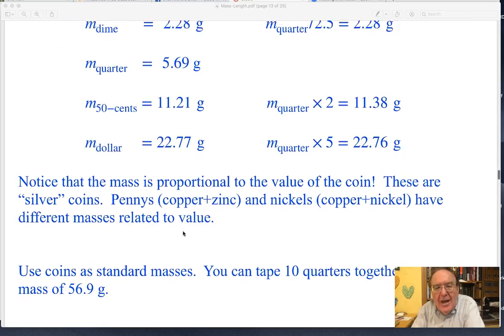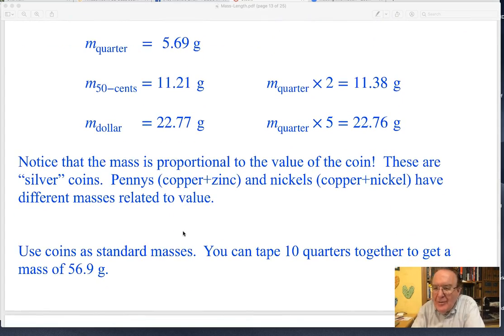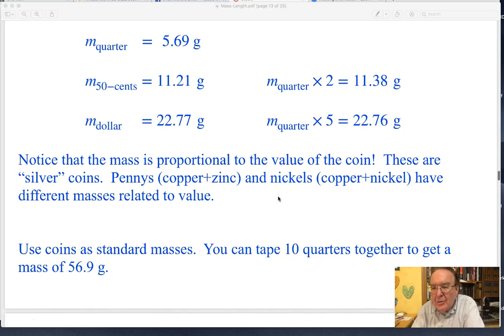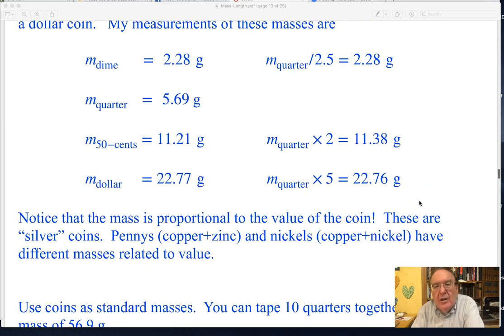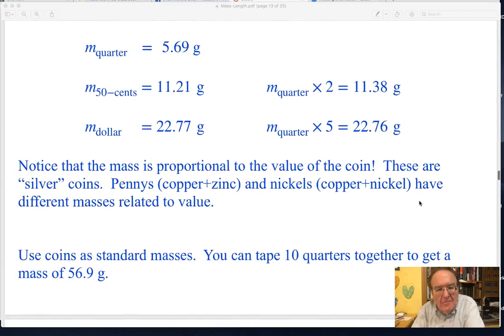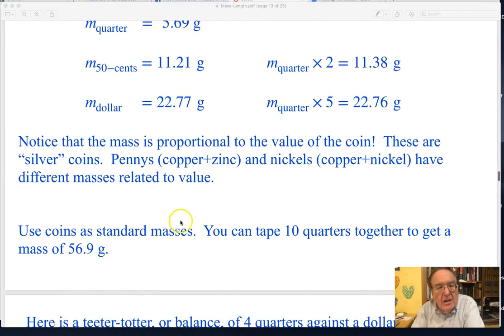So you see the mass is proportional to the value of the coin. And that's true for the silver coins, American silver coins, also European, by the way. Pennies are zinc plus copper, and nickels are copper and nickel. So they have different masses. But for the silver coins, the value of the coin is proportional to the mass. So now you can make standard masses from this.